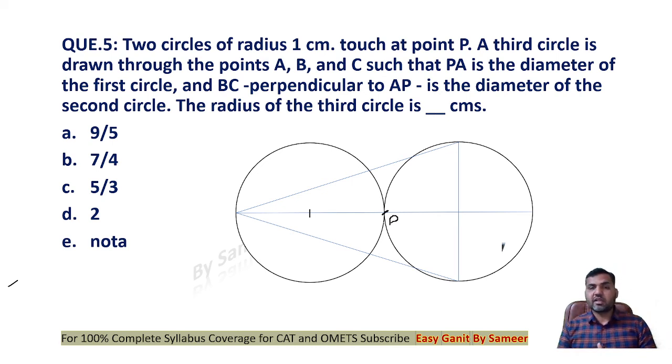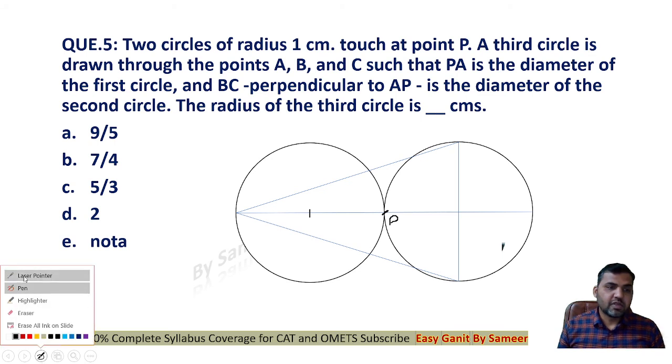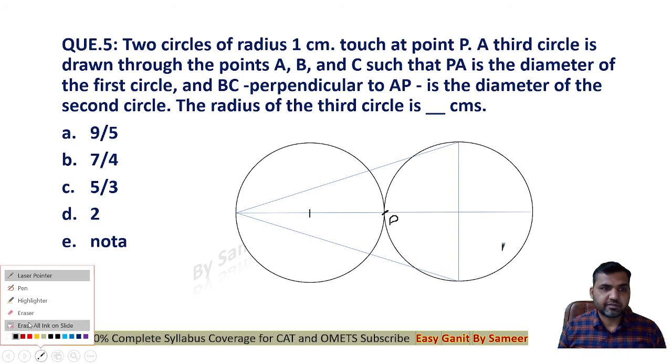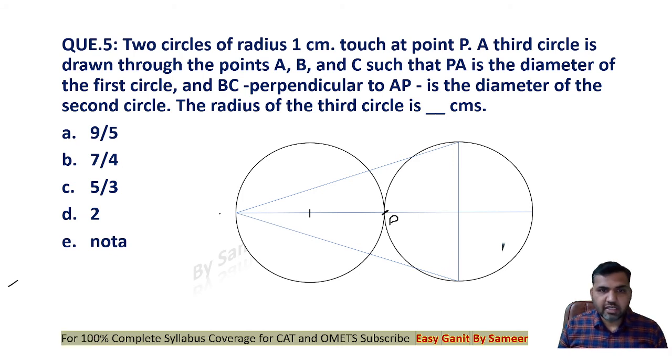There's a figure that you have to make. So first you will draw this figure. Then this is the second figure that you need to draw, and both of these two touch each other at point P. Now a third circle is drawn through the points A, B, C such that PA is the diameter of the first circle, right? So take a point A here. PA is supposed to be the diameter of the first circle, and BC, which is perpendicular to AP, which is perpendicular to the extended side AP, right? It's perpendicular to this, is the diameter of the second circle.